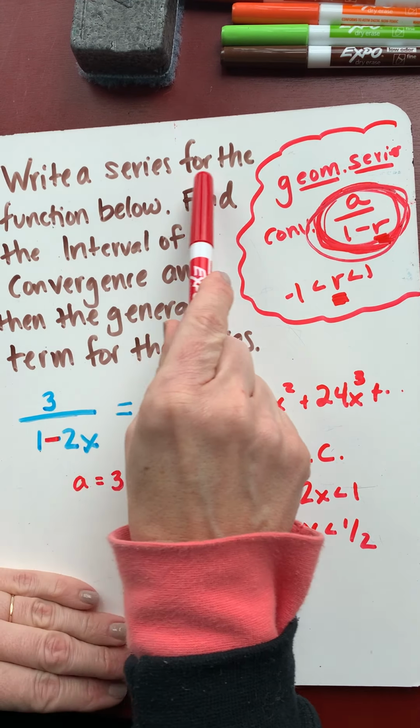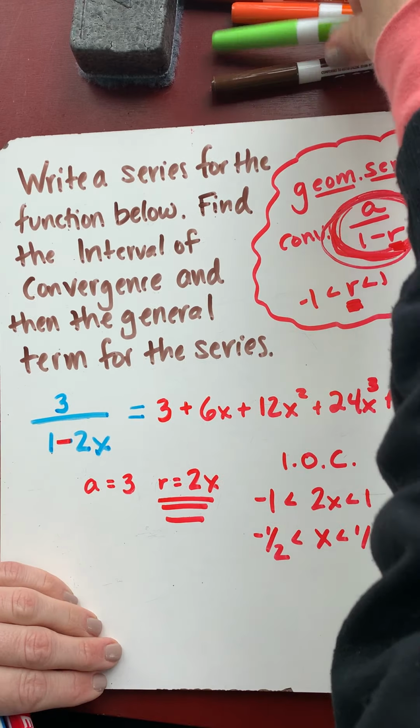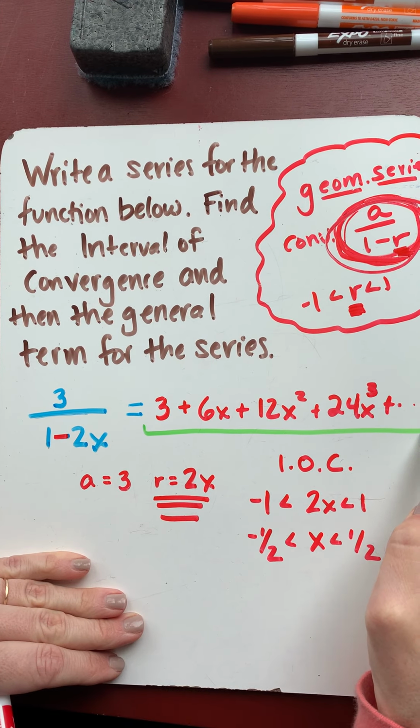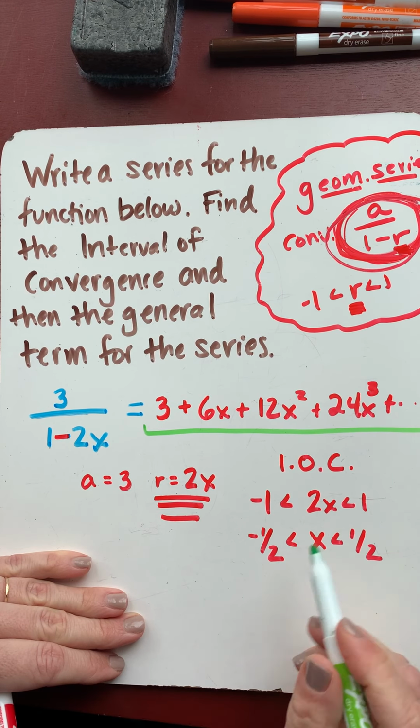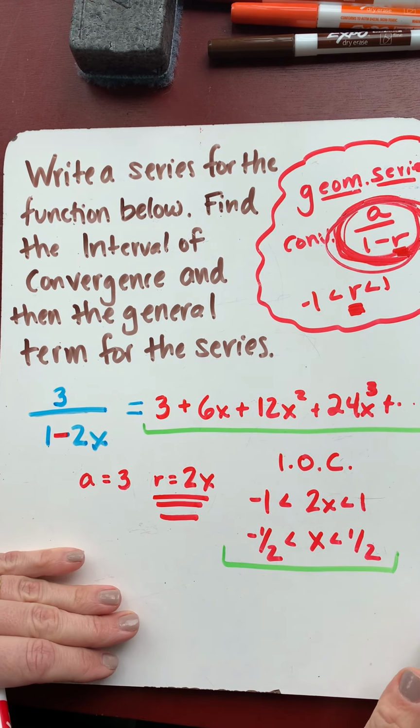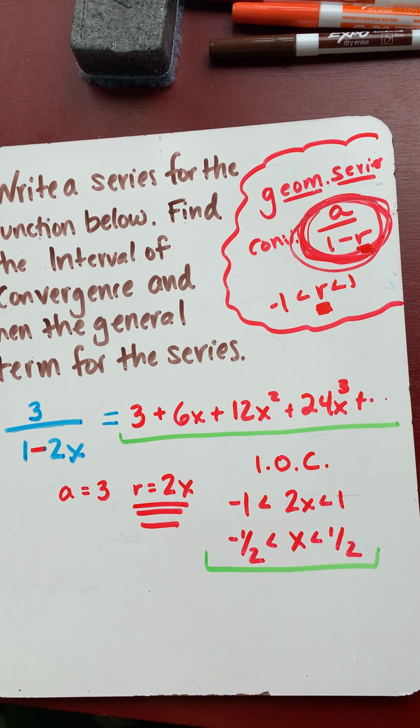So write a series for the function below. Oops. Done. There's the series. Find the interval of convergence. Done. And then find the general term for the series. So hold off on that for 1 second.